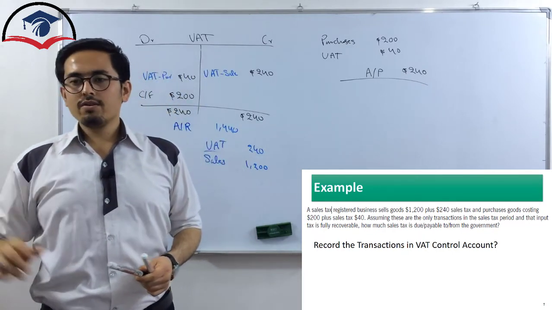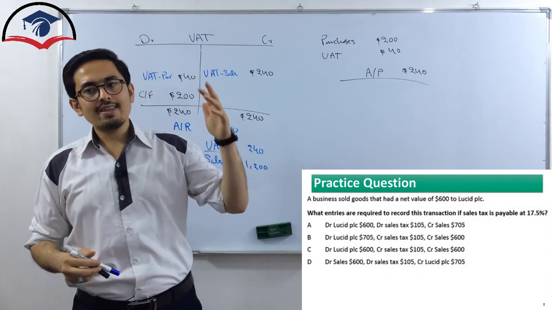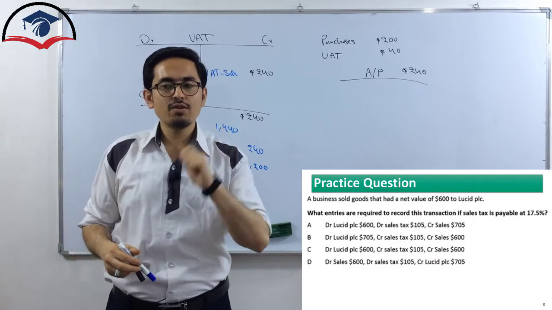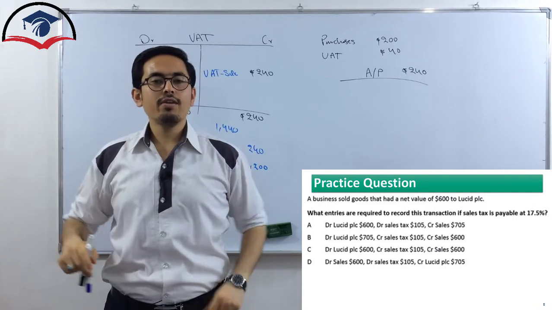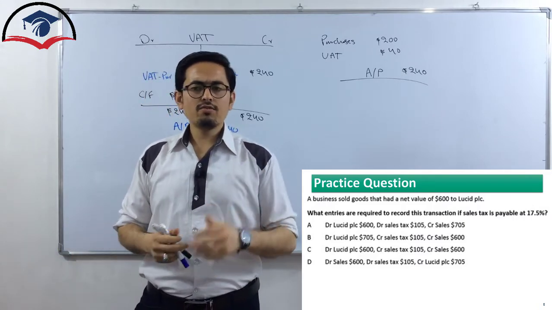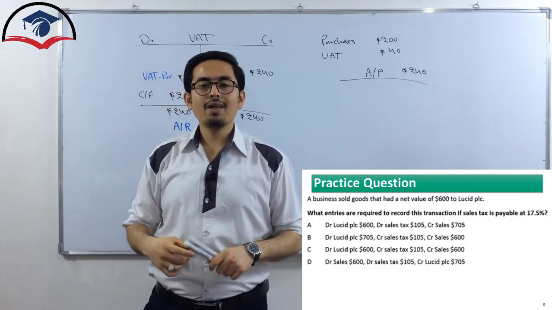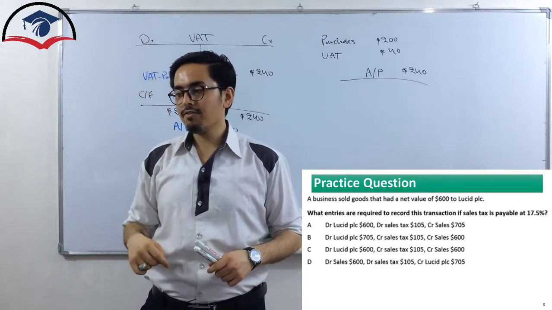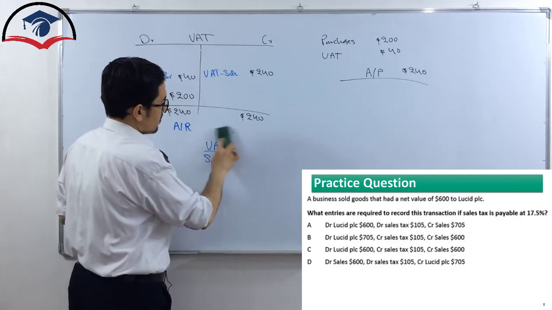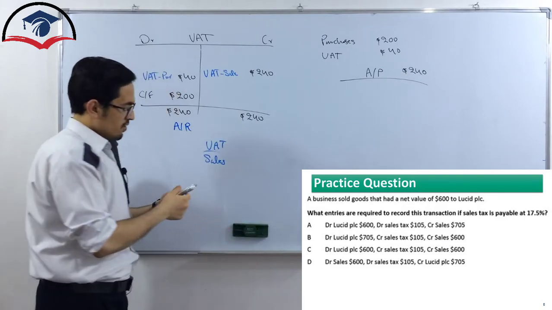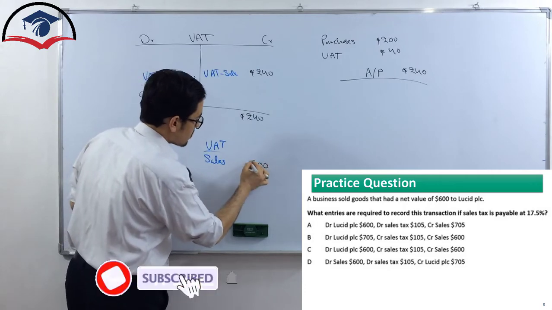Let's go ahead. There is a practice question. The practice question said a business sold goods that had a net value of $600 to Lucid PLC. This is the customer, and the sales net price was $600. What entries are required to record this transaction if sales tax is payable at the rate of 17.5%? Remember the rate. This is the area. We have already solved a question. So the sales amount is how much? It's clearly mentioned it is $600.